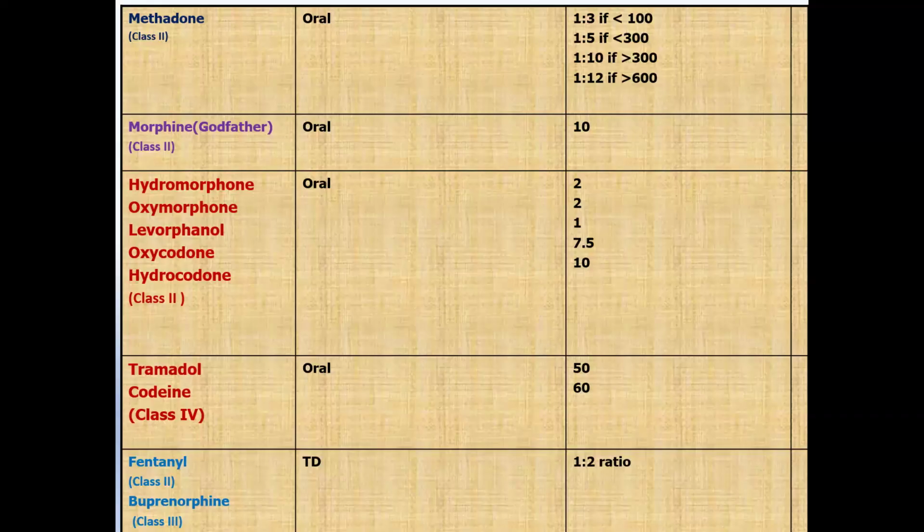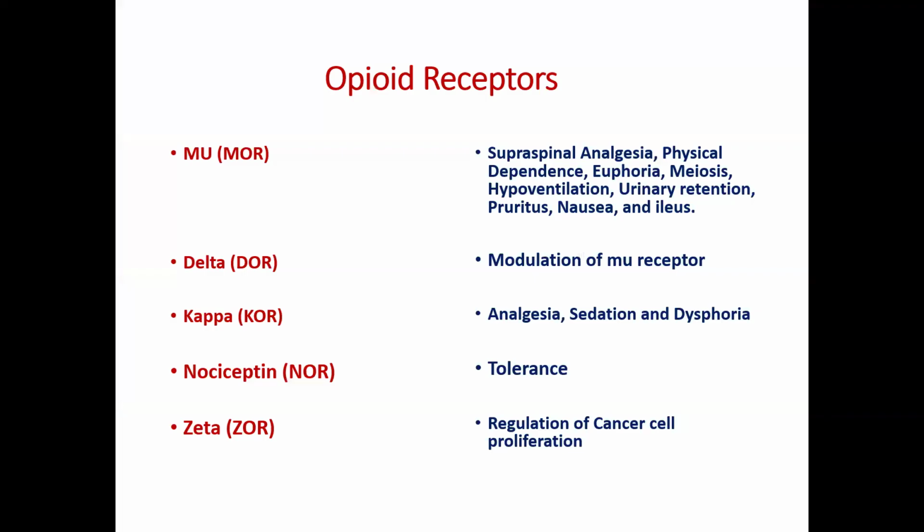All right, opioid receptors. So we have five types of receptors: mu, delta, kappa, nociceptin, or sometimes we call it the orphan receptor, and zeta. For nociceptin and zeta receptors, there is a lot of research and debate, so I'm not going to go through them. But possibly tolerance is related to the nociceptin, and zeta is related to the regulation of cancer cell proliferation. Okay, mu is basically the most important.